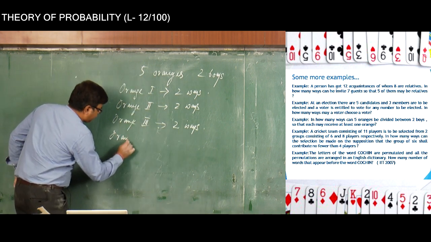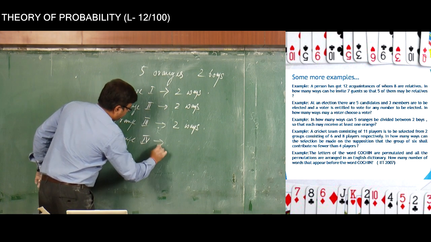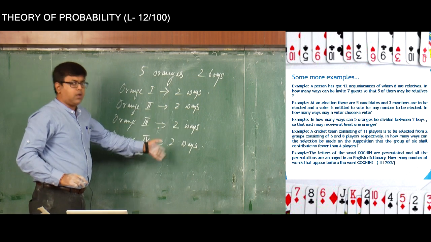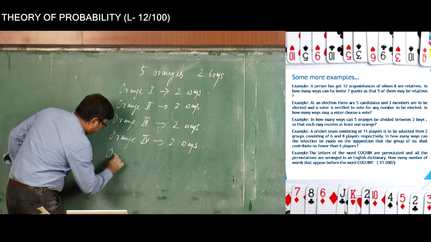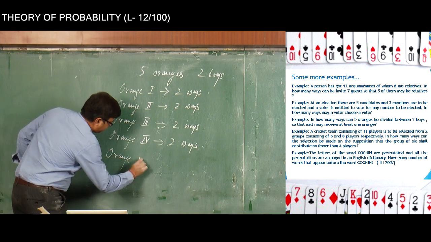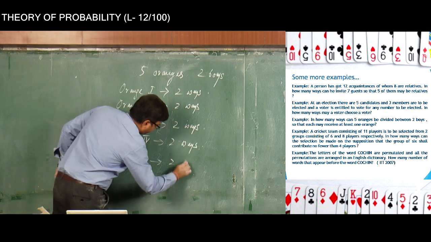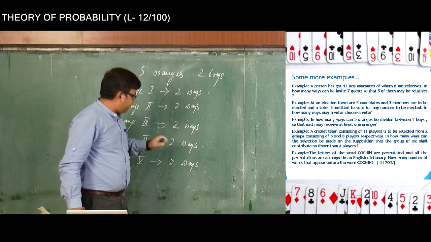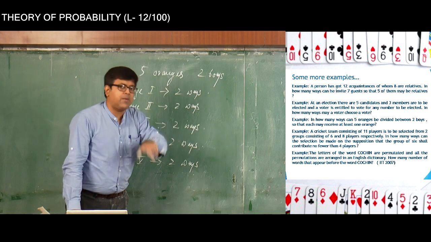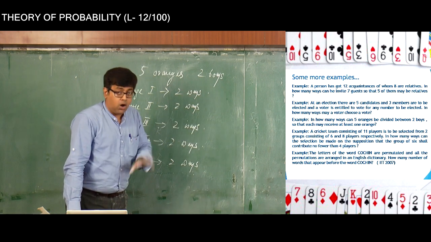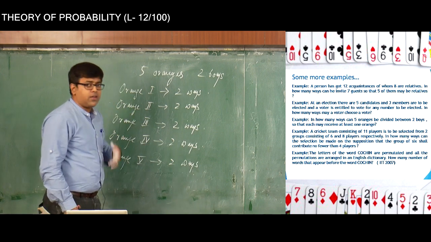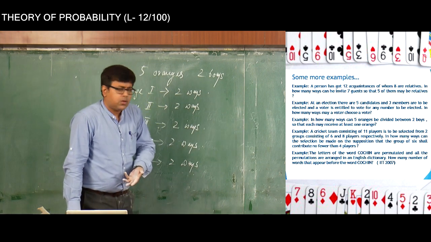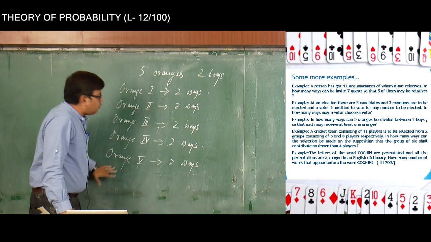Same thing happens for orange 4. For orange 4, there are 2 ways of distributing it. Either you give it to boy 1 or you give it to boy 2. And the fifth orange, because we have 5 oranges here, can again be disposed in 2 ways. That is, the fifth orange may be given to boy 1 or it may be given to boy 2. It's OR, it's not AND. You cannot give 1 orange to both the boys. That's what I told you in the beginning. So, either you give it to boy 1 or you give it to boy 2.